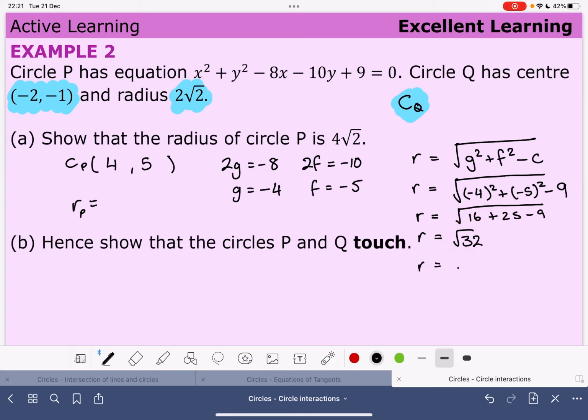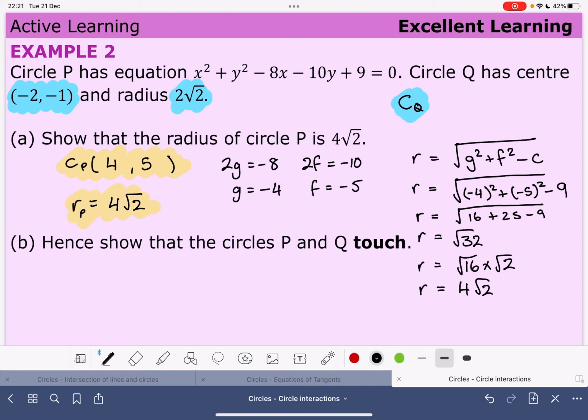So that's going to be equal to root 4 multiplied by, in fact, though, I've got a bigger square I can take out of that. I'm going to take out root 16 multiplied by root 2, and that's where I'm going to get this 4 root 2 from. Okay, so there's my radius over here, 4 root 2. So what I've got now is the centre of P and the radius of P, the centre of Q and the radius of Q.